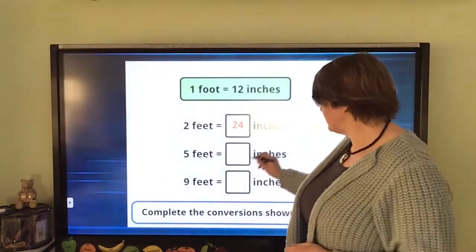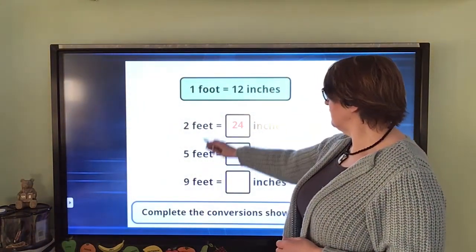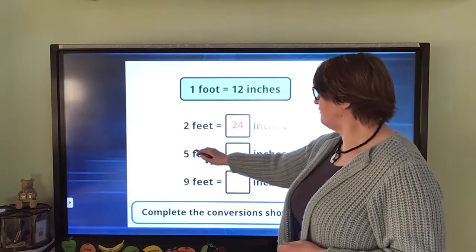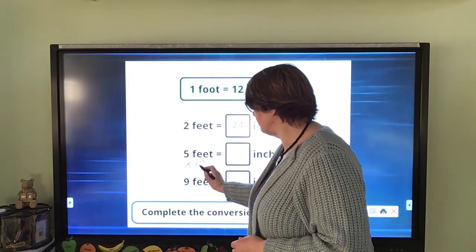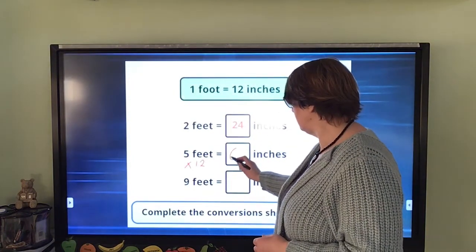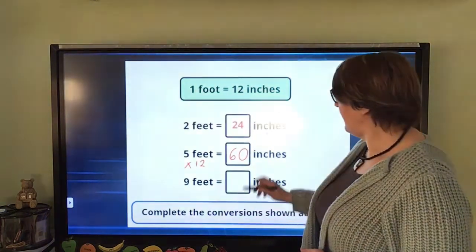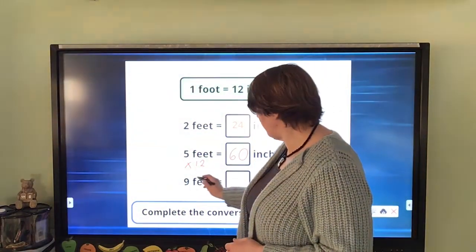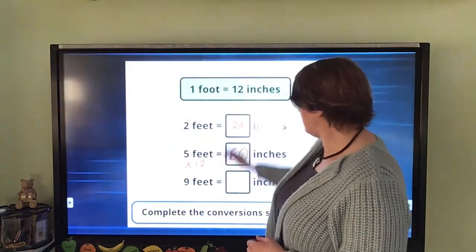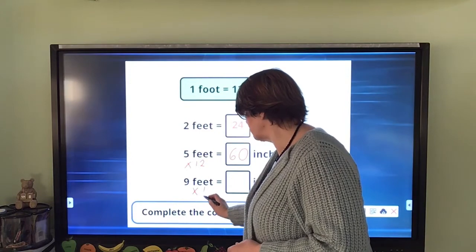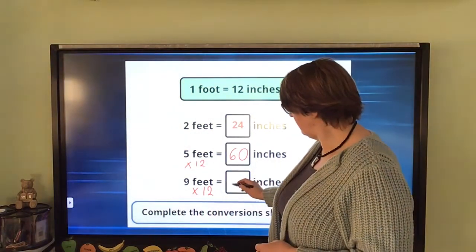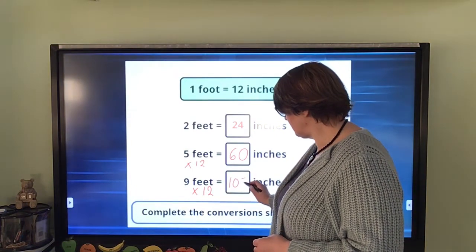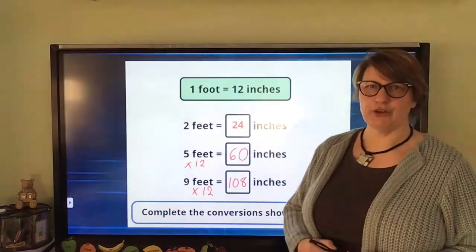So here we would see that if we've got 5 feet and we know that 1 foot is 12 inches, it's 5 times 12. So 5 12s are 60. And again, 9 feet is the same, as 1 foot is 12 inches, so we do 9 times 12. And 9 12s I know are 108. Hopefully you got the same answers.